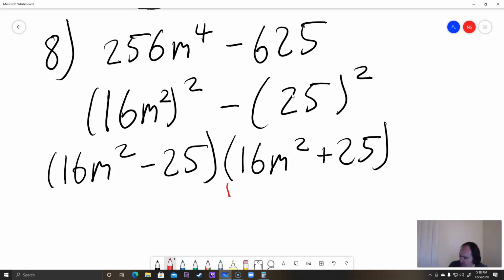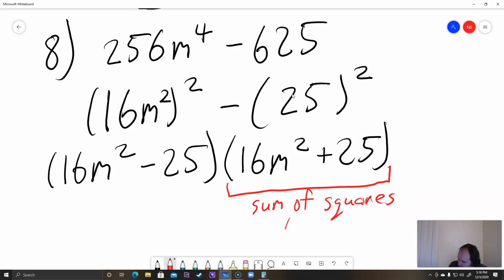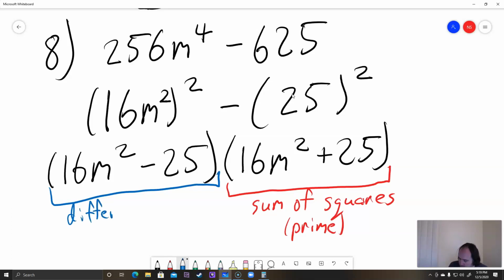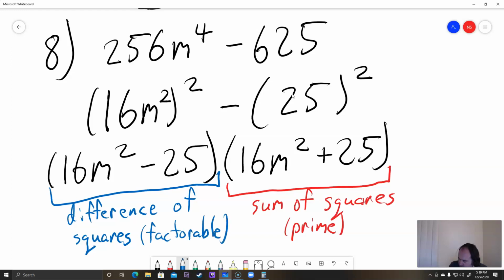So this part over here on the right is the sum of squares. So that is not factorable. That's unfactorable. That's prime. But the part on the left, here in blue, is actually still the difference of squares. So it turns out that you can factor it again. So this is a tricky problem.